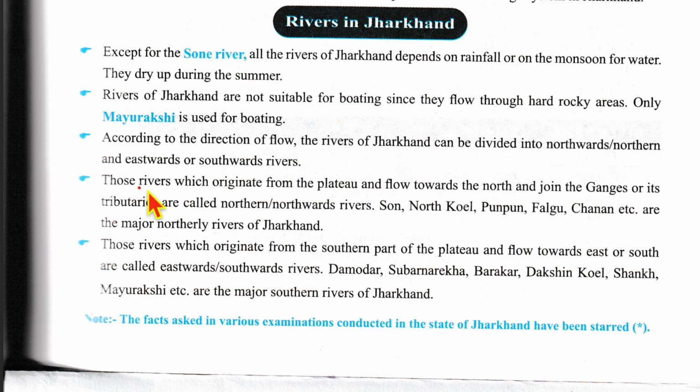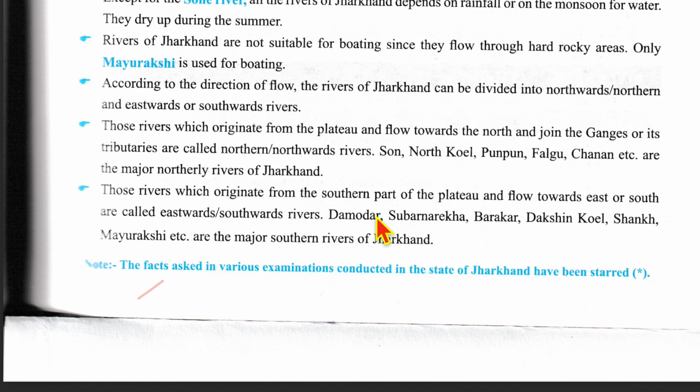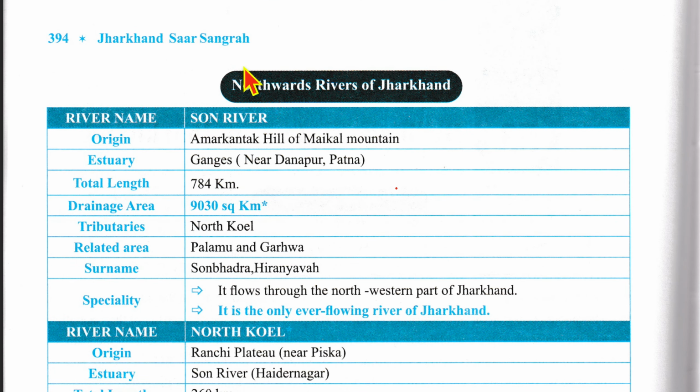The rivers which originate from the plateau and flow towards the north and join the Ganga or its tributaries are called northern or northward rivers. Examples would be Son, North Koel, Punpun, Falgu, Chanan, etc. Those rivers which originate from the southern part of the plateau and flow towards east or south are called eastward or southward rivers. Examples would be Damodar, Swarnrekha, Barakar, Dakshin Koel, Sank, Mayurakshi, etc. Now, northward rivers of Jharkhand.